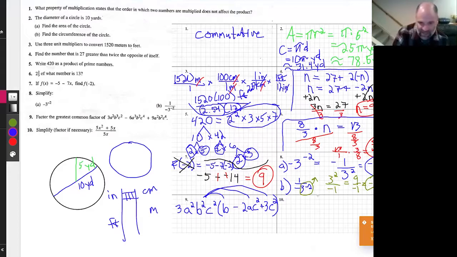All right, number 10, simplify, factor if necessary. That's a nice little hint. So we're going to factor out that top. So we're going to pull a 5 out of that. And we have an x squared plus, we can pull more than a 5 out. Did you guys catch that? So what's the greatest common factor of 5x squared and 5x? Well, numerically it's 5, but you can take an x out. That's what we just did in the last problem. The smallest exponent of x is x to the 1st, or just x.